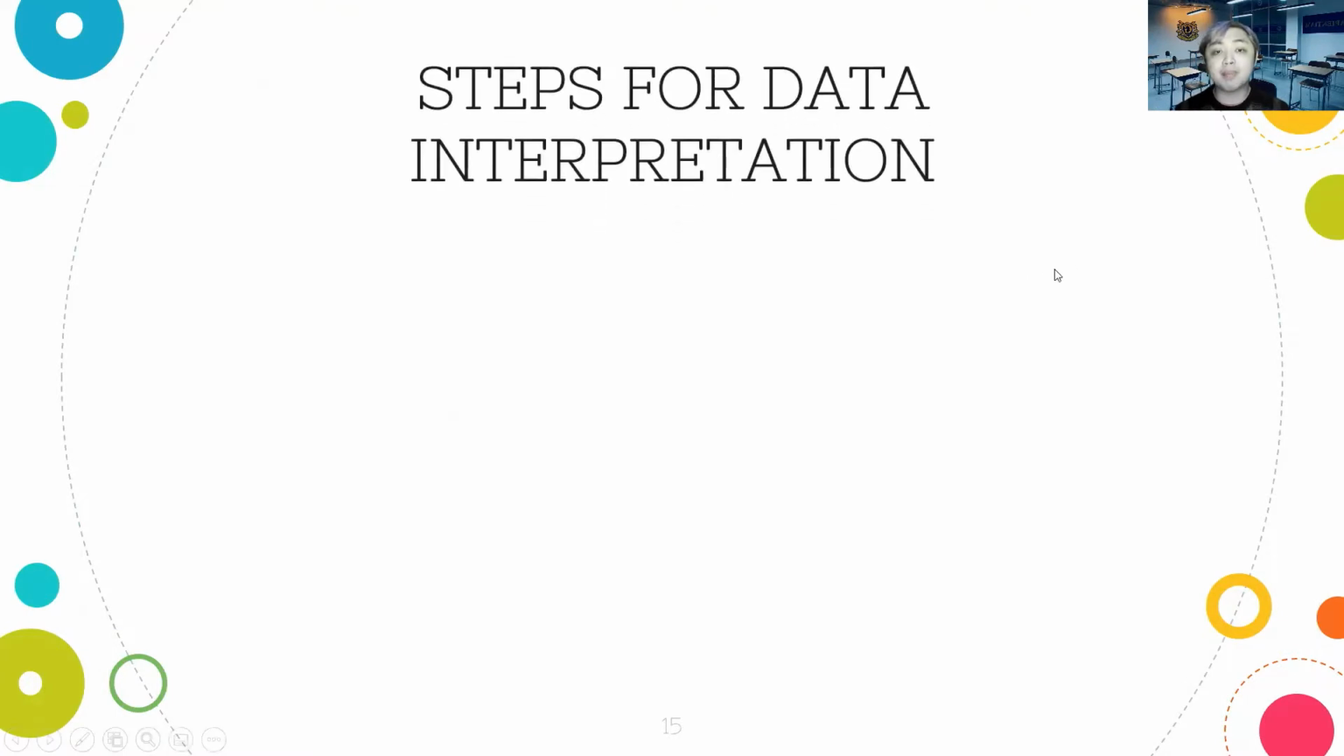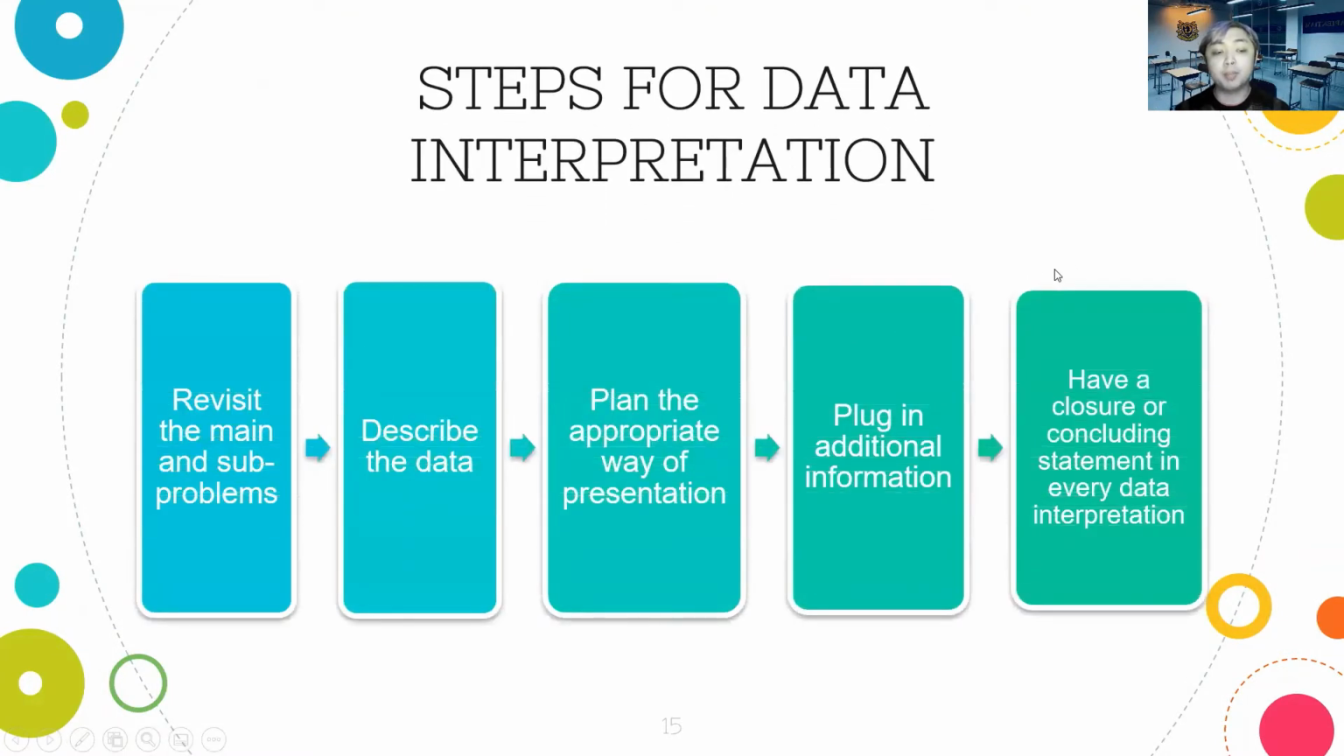So what are the steps for data interpretation? First, you have to revisit the main and the sub-problems. Again, as I have told you, the interpretation must be aligned to what you would like to answer or solve in your research. So balikan natin dapat yung ating research problem. And then, describe the data. After that, you have to plan an appropriate way of presentation.